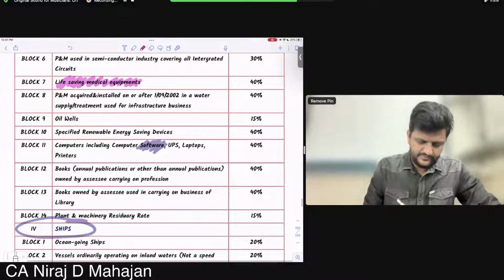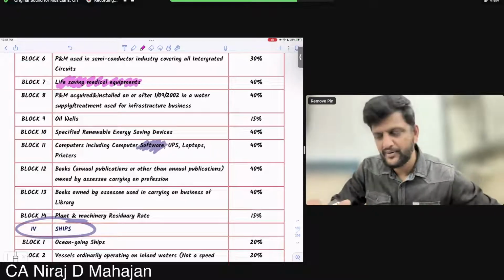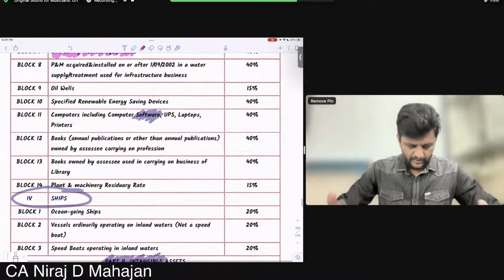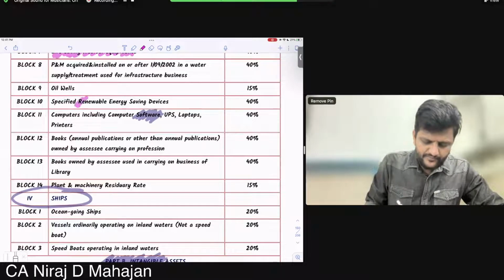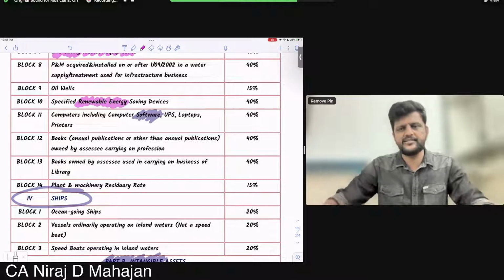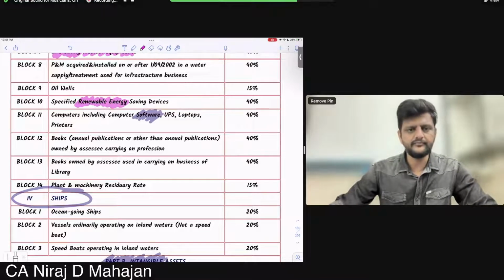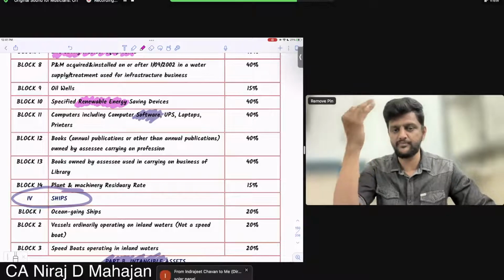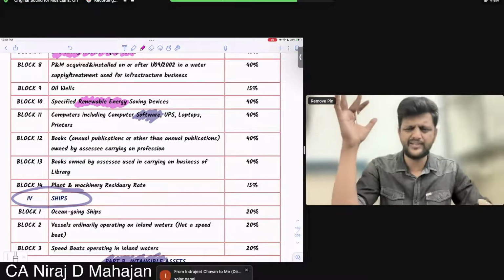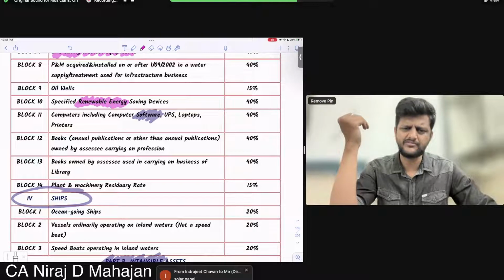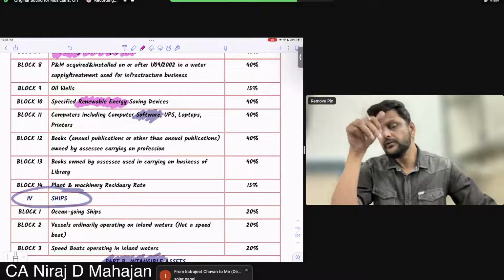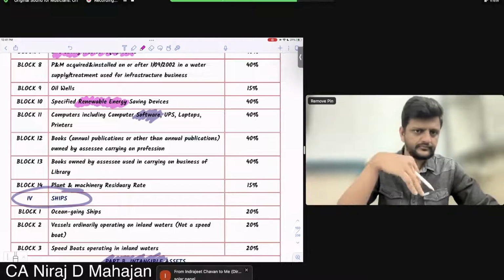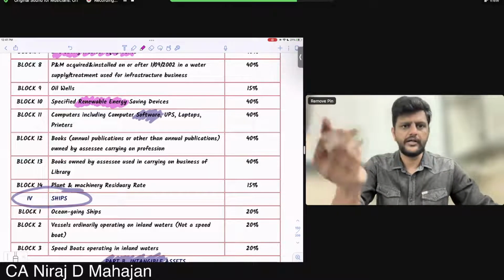Oil wells. Oil well, bachcho. You have purchased an oil well. Wow. 15%. Specified renewable energy saving devices. Give me an example here. Something for renewable energy. If I spend somewhere, I'll get 40%. Solar panels. Very good example. Good. Very nice. Solar panels or windmills. 40%. Again, very much highly encouraged.